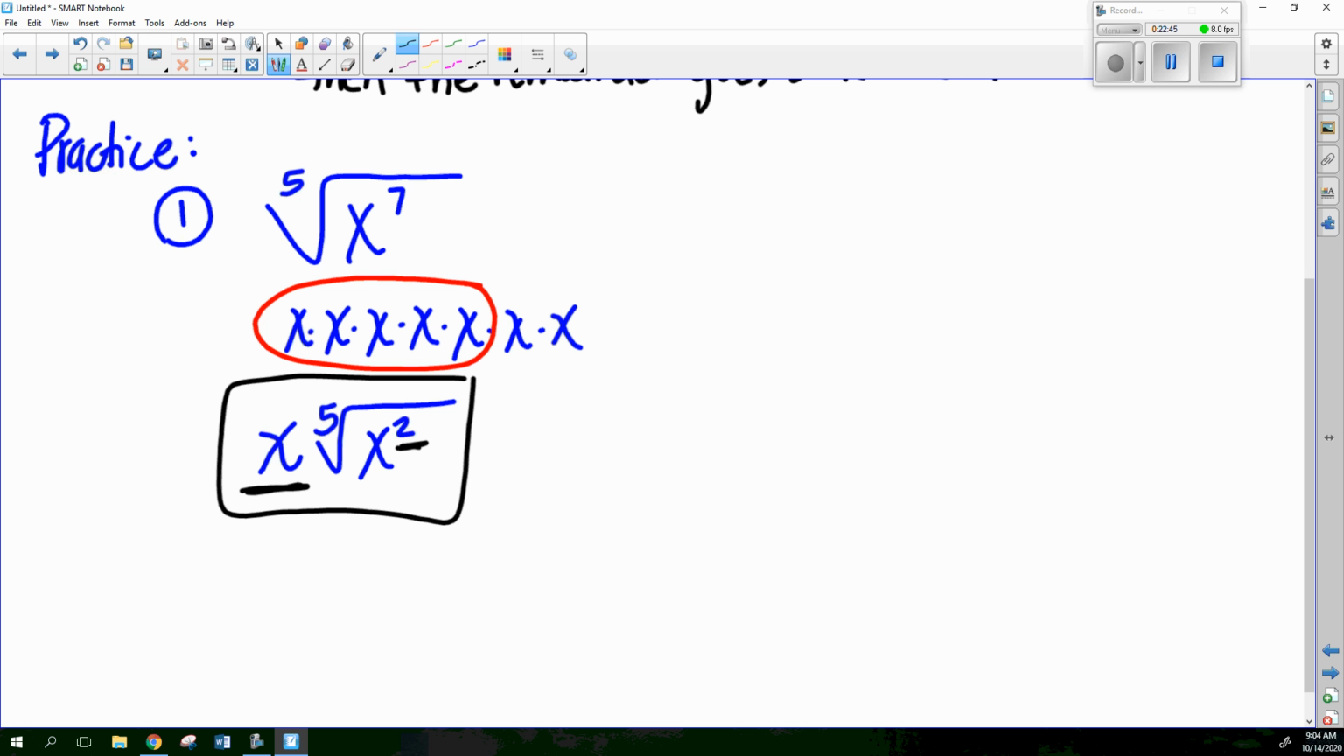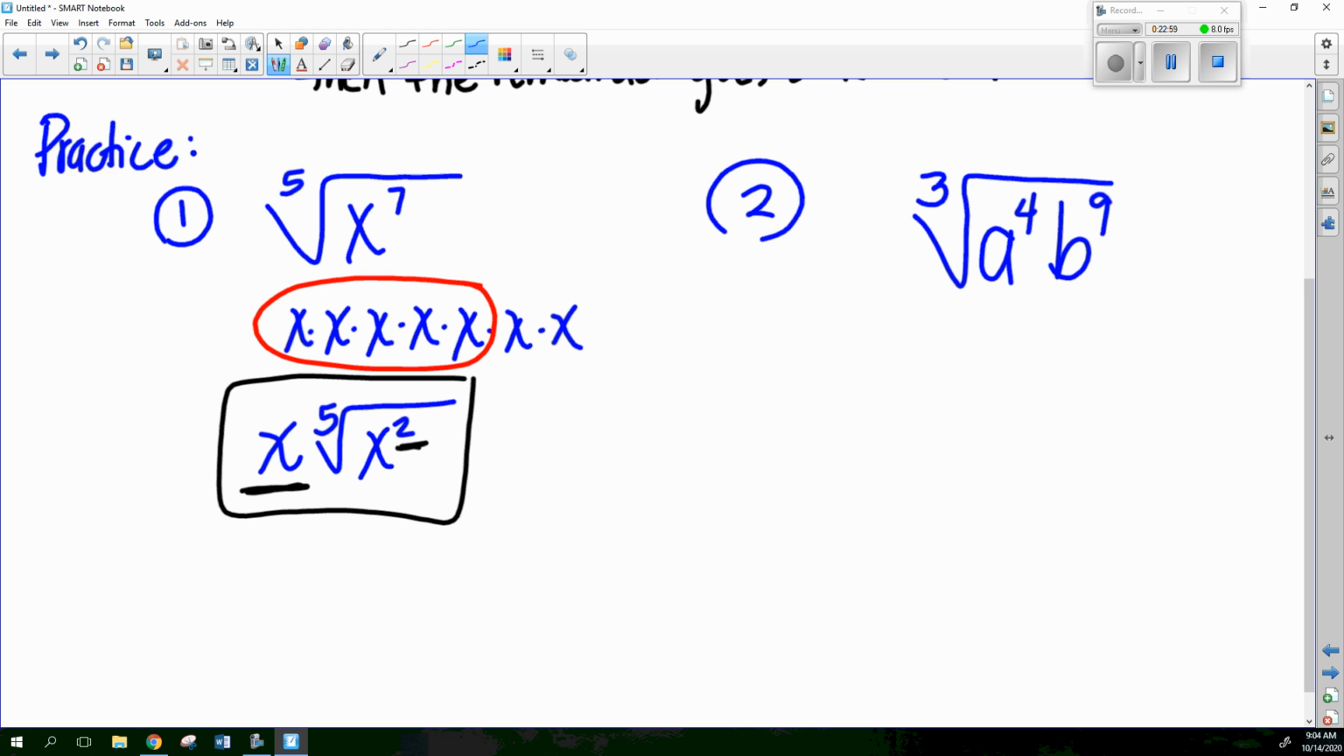All right, so let's do one more like that, and then we will put it all together. Now I'm going to give you 2 letters. Let's say I want the cube root of a to the 4th, b to the 9th. Again, you're welcome to sit there and write out a times a times a times a, and then b times b times b 9 times. Or you can ask yourself, okay, how many times does 3 go into 4? Once. So I get to take out a once.